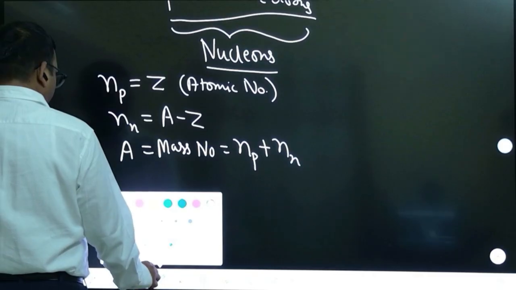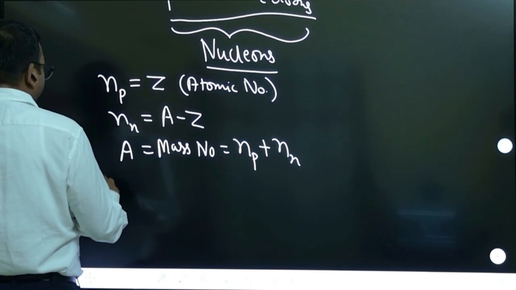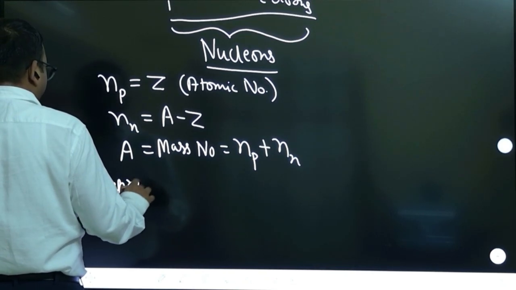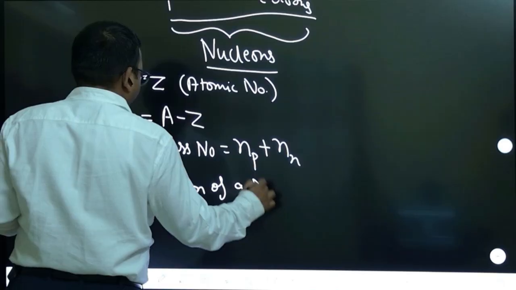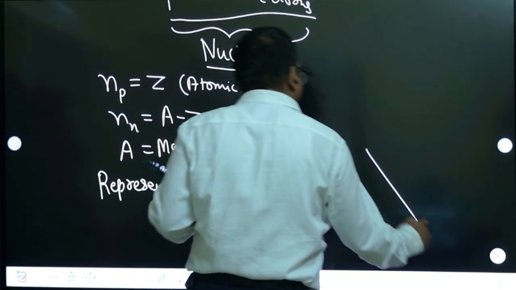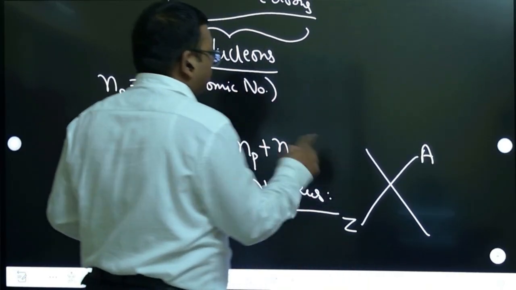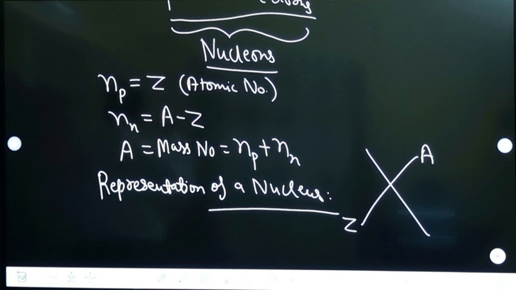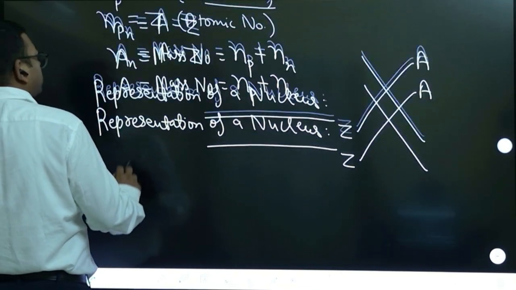And, okay, then how do we represent a nucleus? Representation of a nucleus. A nucleus is represented by a capital letter symbol, with the mass number here and the atomic number here. Sometimes it is represented on the same side. Mass number and atomic number are represented.